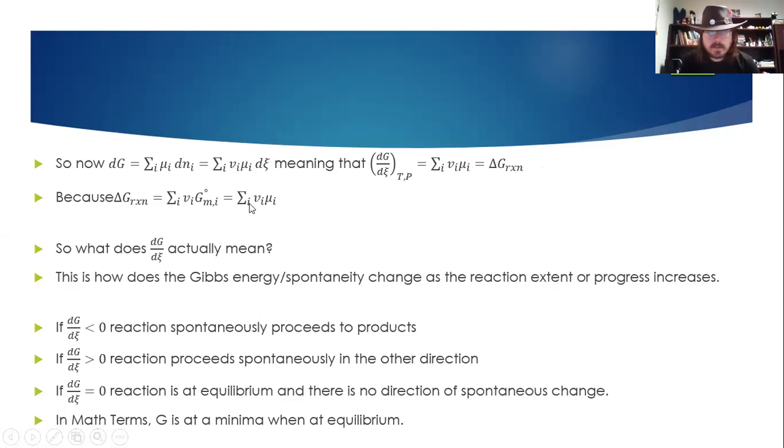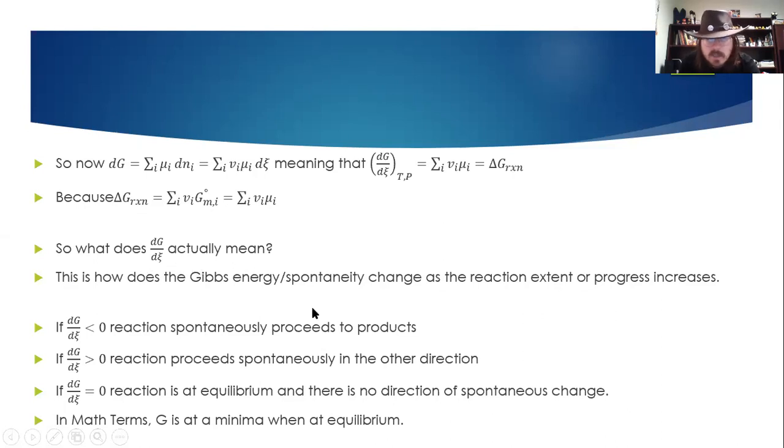Now, because the delta G of reaction is equal to the sum of the coefficients times the molar Gibbs energy, we can set those equal. But so what does this term actually mean? What does dG over d xi actually stand for?